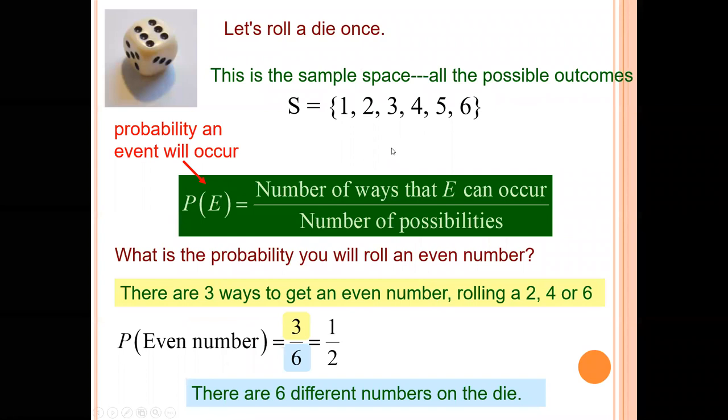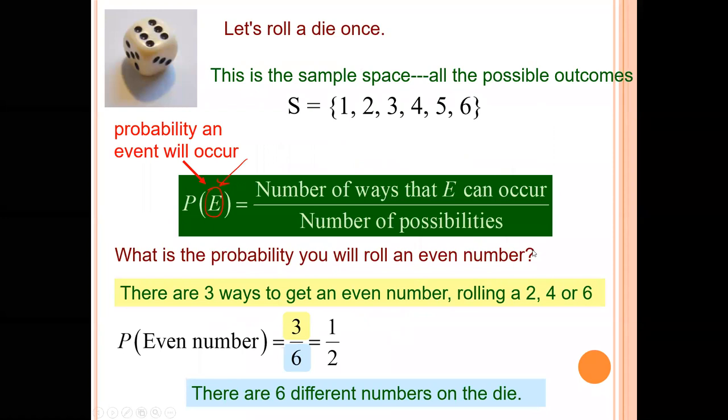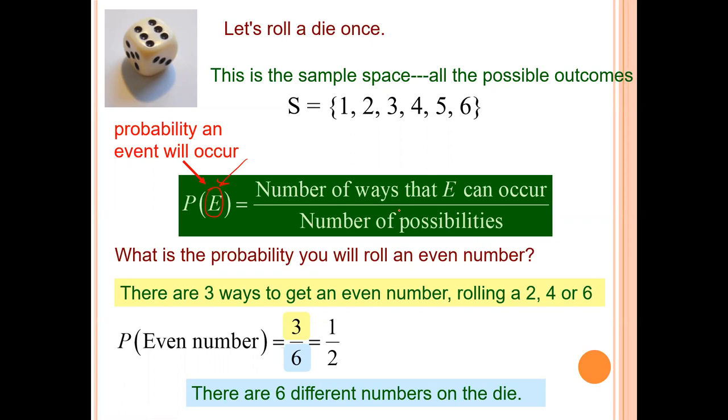All right, so I said we're going to roll that die. And this is the sample space, the list of all the possible outcomes. I want to find the probability of some specific event E. For any event, all it is is the number of ways that E can occur. If I'm interested in rolling an even number, the number of ways E can occur is 3. And all you're going to do is divide it by the number of total outcomes.